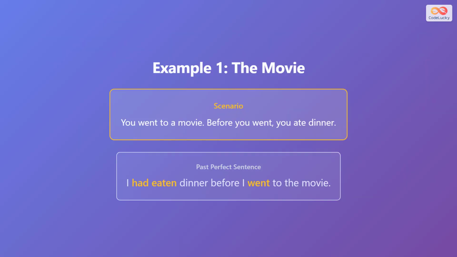Here is a real example. Imagine you went to a movie, but before you went to the movie, you ate dinner. We say, I had eaten dinner before I went to the movie. The had eaten shows the first action. The went shows the second action. Without the past perfect, it would be unclear which happened first.